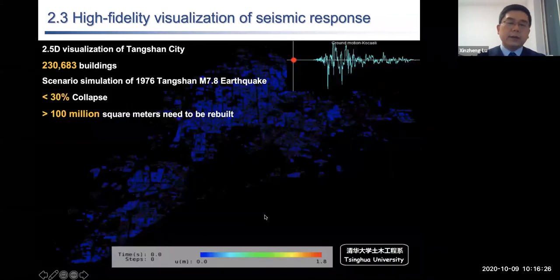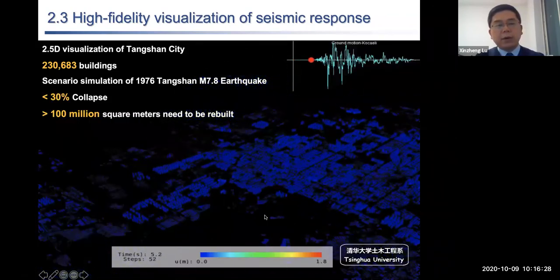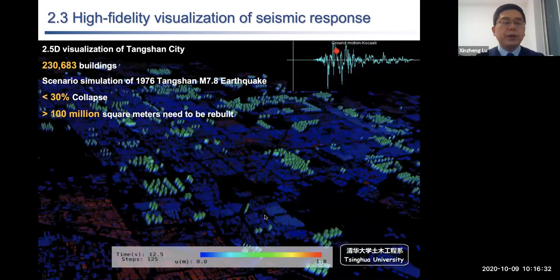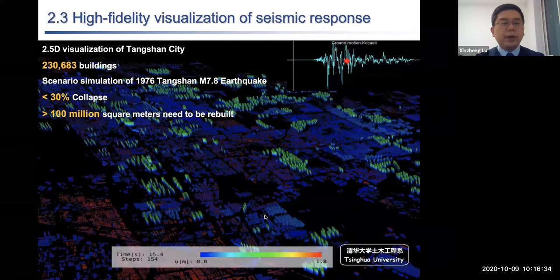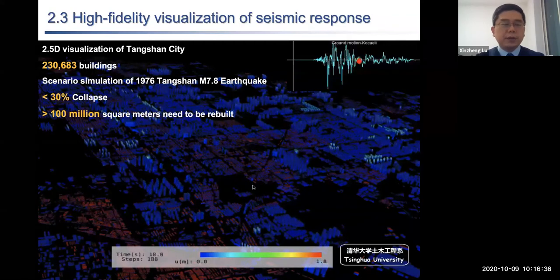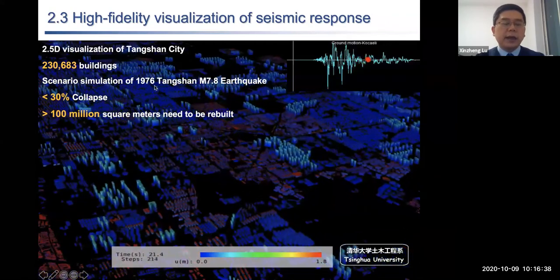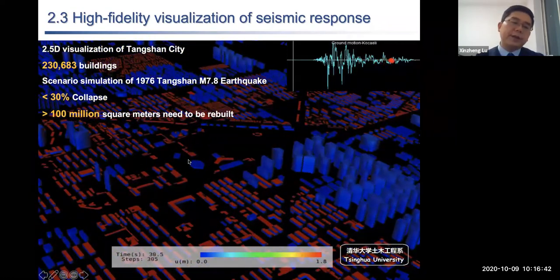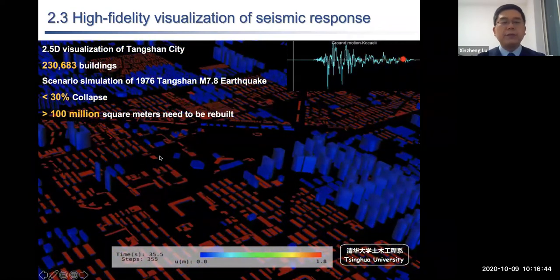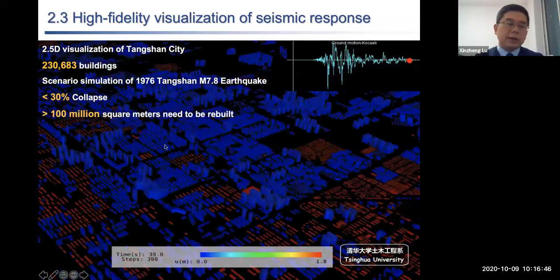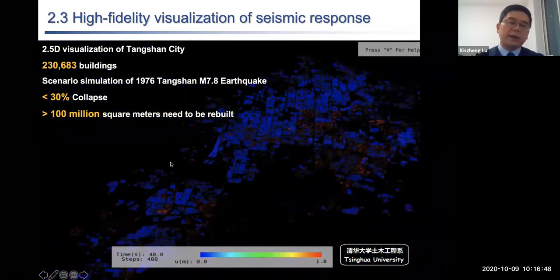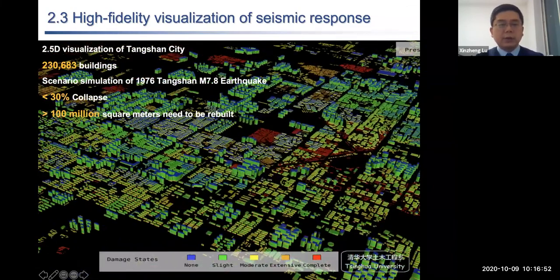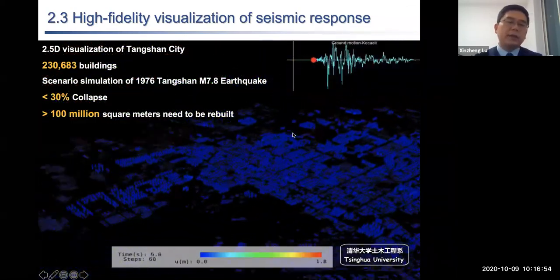Okay, so here is one example. This is 230,000 buildings in Tangshan city. We did the simulation because the city was destroyed in an earthquake about 40 years ago, and we can simulate the entire city. We can know the shaking of each building, and we can see the red part of the buildings. Some of the old buildings are not good enough and will collapse in this earthquake.